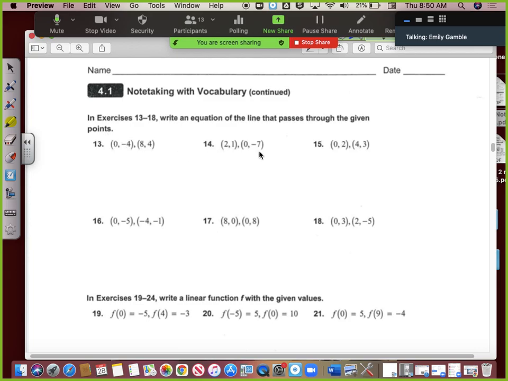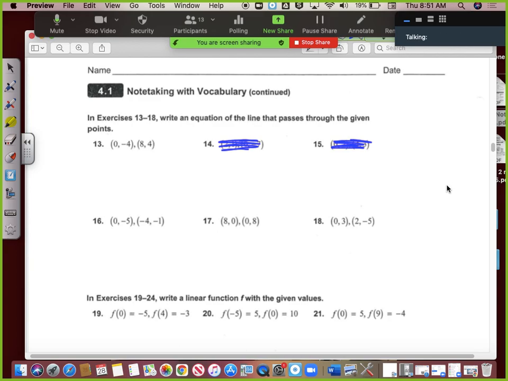For number 14, the y-intercept is -7. I can see that because this is 0, which means this is the y-intercept. Number 15, the y-intercept is 2. Whenever you look at 2 points and you can see that the y-intercept is given, then that problem would be easy to create an equation of a line. So I'm going to change numbers 14 and 15 and have you do the rest. We're going to cross these points off, and I'm going to create 2 different points so you can see the differences between these problems.